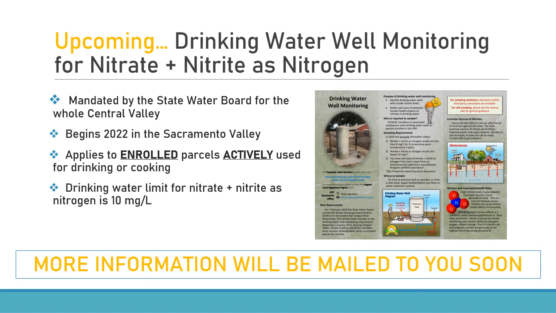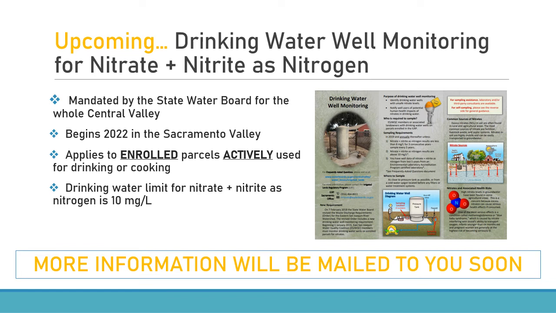Members with wells that are actively used for drinking or cooking on enrolled parcels must sample annually for nitrate plus nitrite as nitrogen. If the well exceeds the drinking water limit of 10 milligrams per liter, specific actions must be taken, such as notifying any users of the well of the potential health risks. Much more information will be mailed to members soon, but for now, the coalition wanted members to be aware that this is coming, since 2022 is not that far away.